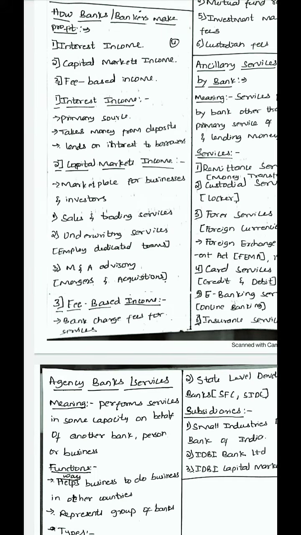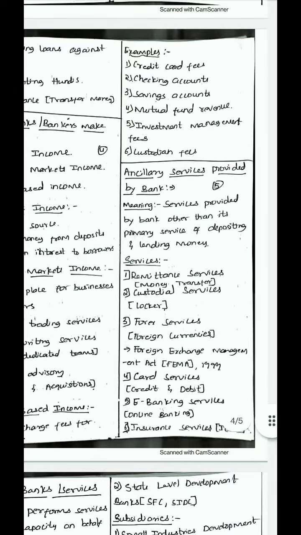Then the next source of income for a bank is fee-based income. The bank charges fees for its services. Examples are credit card fees, checking accounts. Then they charge fees for saving accounts. Then mutual fund revenue, investment management fees, and custodian fees. So the bank charges fees for its services. It is a source of income for them. They make profit out of it.